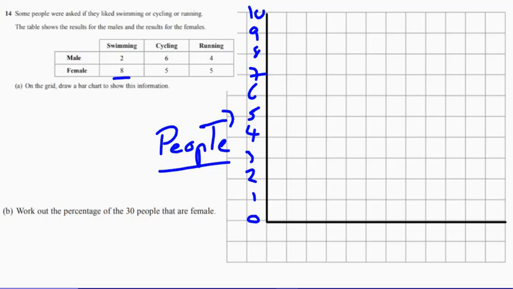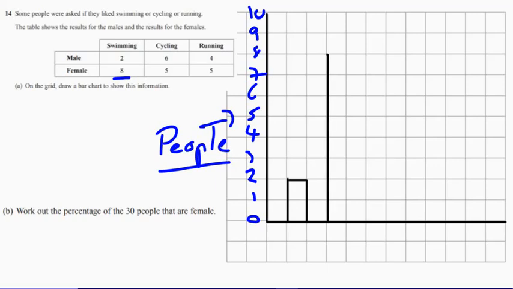Now we're going to represent swimming. So swimming, there are 2 males and 8 females. Now what we're going to do is draw something called a dual bar chart. It's the way of representing the males and females on one graph. So first of all, I'm going to put in 2 for male. There's 2. And then we've got female going up to 8. So let's pop that up there.